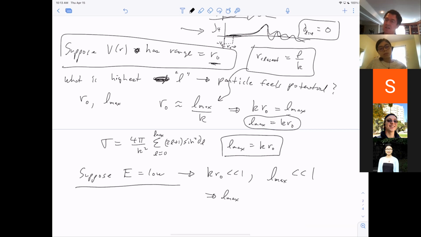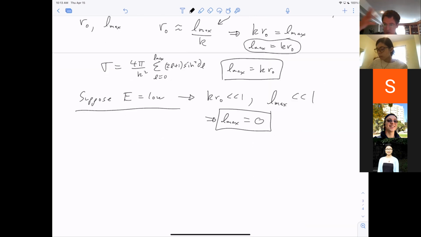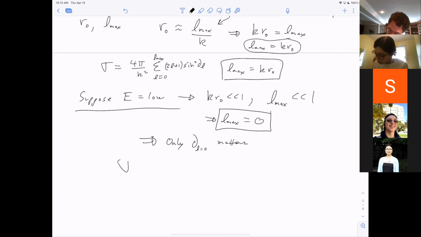Because L is quantized. It's 0, 1, 2, 3, 4, 5. And so L max then is 0. So in the case of low energy, L max is 0. That means only your L equals 0 phase shift matters. Then sigma is equal to 4 pi over K squared, the 2L plus 1 just turns into 1, and it's just sine squared delta naught.